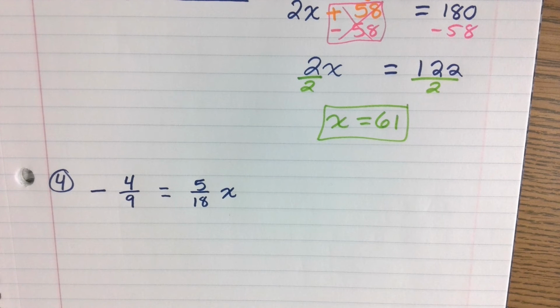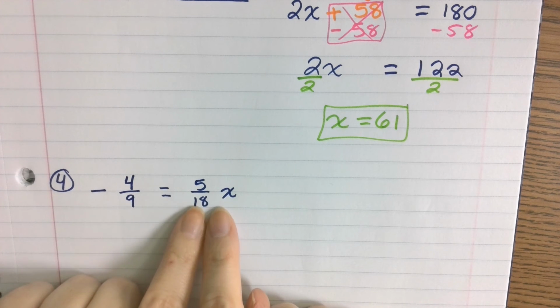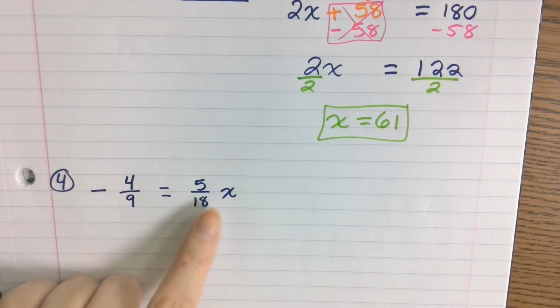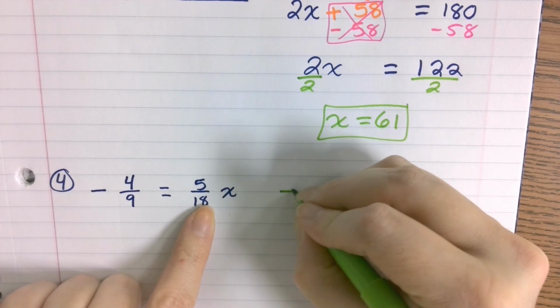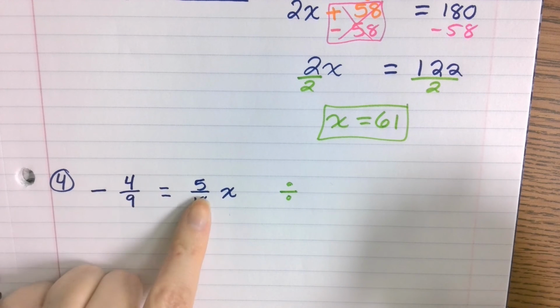What inverse operation needs to be performed here? Division. Look at the 5 over 18 and the x. They are side by side, which means that they are multiplication. So the opposite has to be division. So that means we are going to divide both sides by 5 over 18.